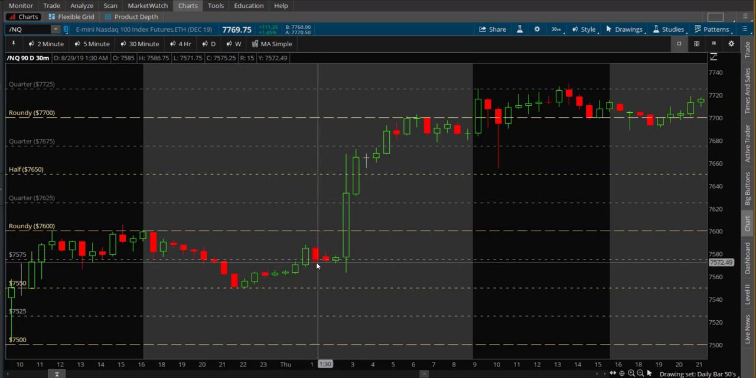Oftentimes, I will put a trade on and then go to bed, and I will lock in my profits to where there is no risk of me losing money. It's another trade that we'll talk about later on when we start getting into the strategy side and in the actual setups for the trade in the Nasdaq.